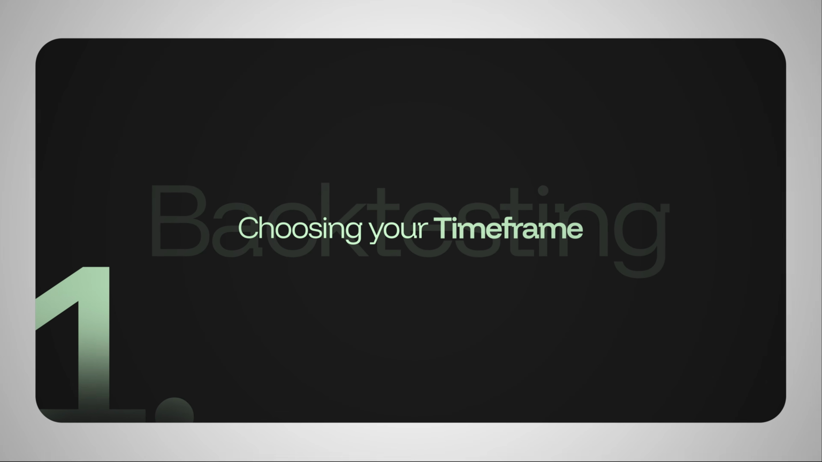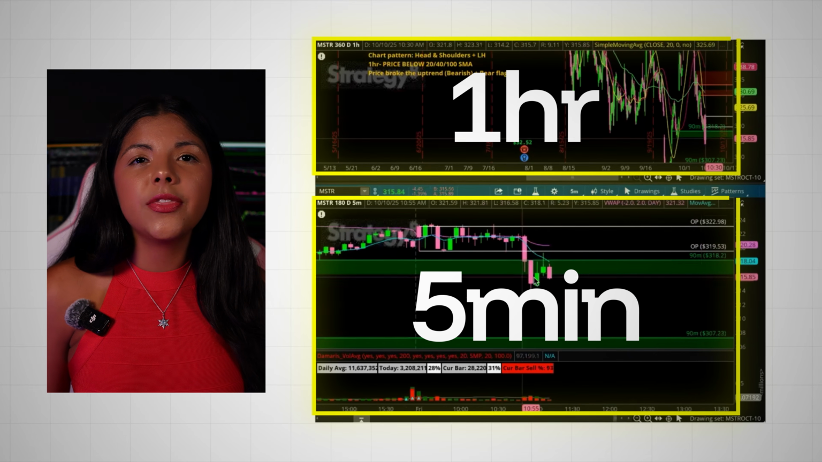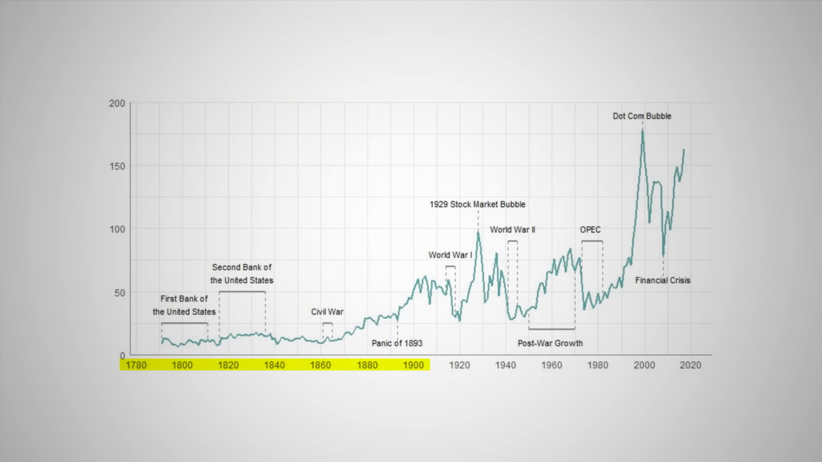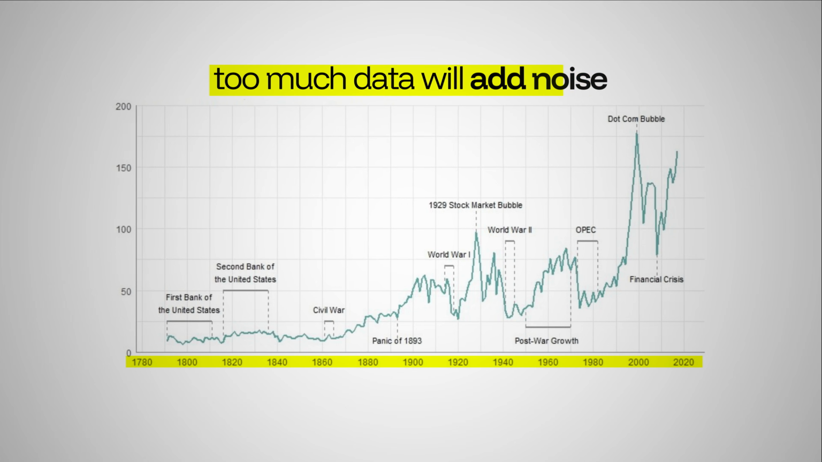Step 1 is choosing your time frame. The real first step is choosing the right time frame, and that depends on how you trade. Swing traders focus on the past 1 to 2 years of data. Don't backtest the past 10 years. The market changes over time, and too much data will add noise.